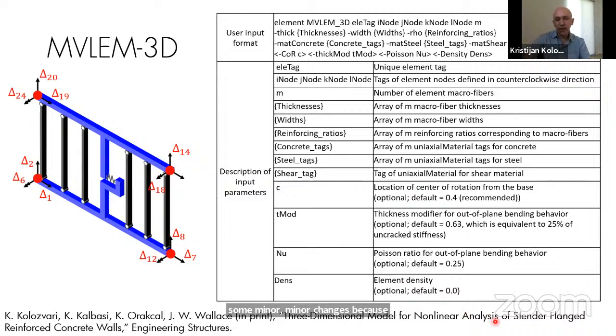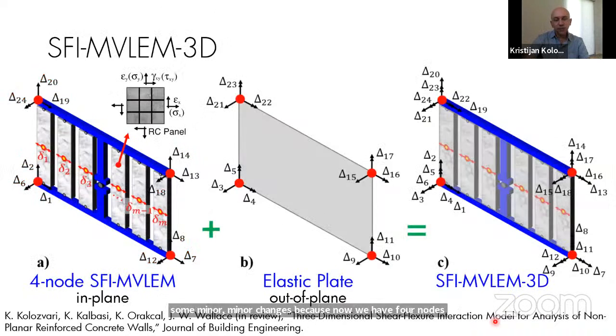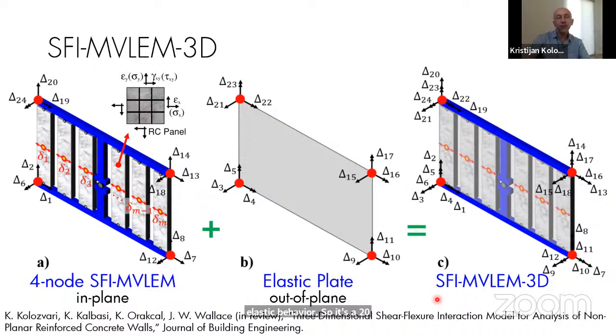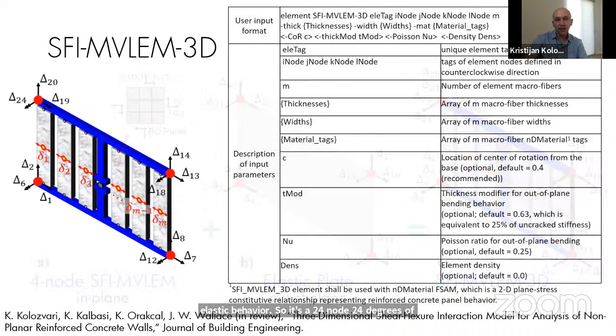When it comes to the shear-flexure interaction multiple vertical line element, the SFI-MVLEM 3D model, we also did basically the same thing. We extended it from 2D, from two-node to four-node, and then to 3D by adding the out-of-plane elastic behavior. So it's a 24 degree of freedom four-node element, which allows the full 3D analysis. And again, here is the input.